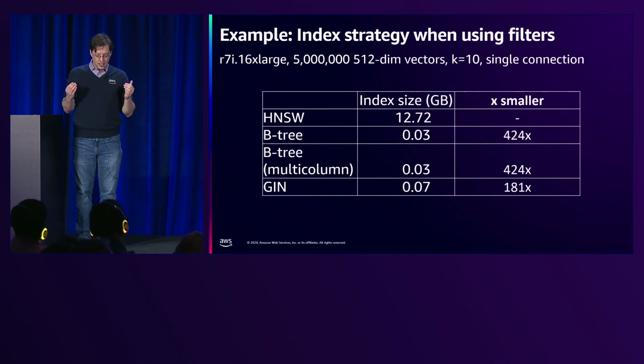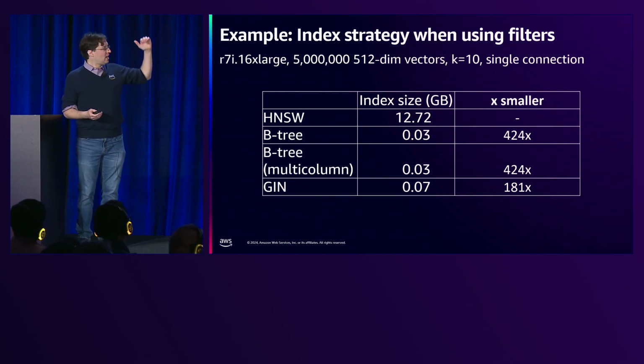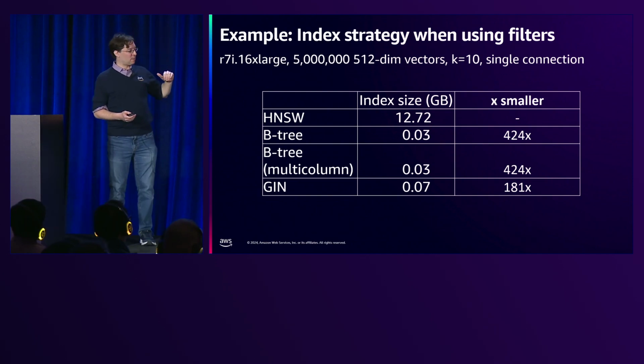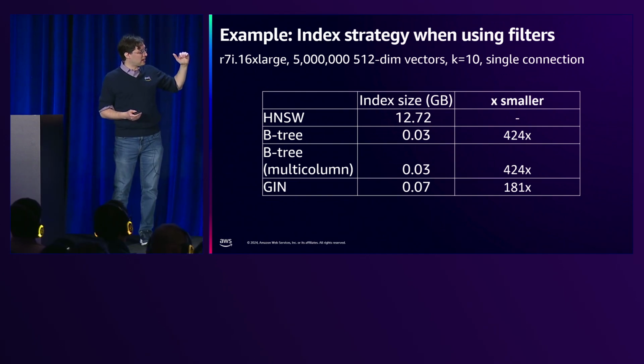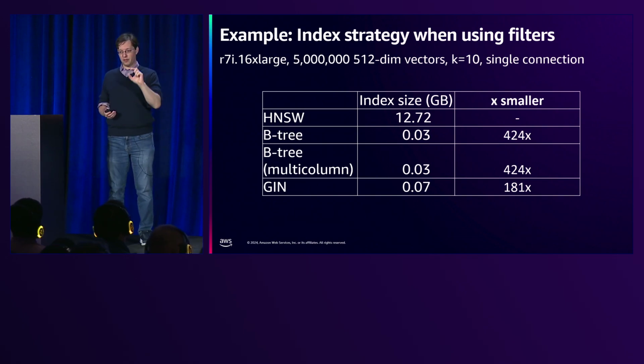Now, finally, this isn't an either-or statement. The nice thing is that you can have all of these all at once. You might not want to have all of them at once because there are index maintenance costs, but you can keep them all together. And in general, these other indexing methods are going to be a lot cheaper to maintain than HNSW because they're infinitely smaller.